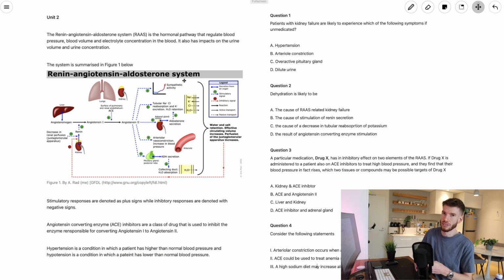So it's written in a way as if the previous unit didn't actually happen. These are all just designed to be kind of randomized. Any one could pop up in a test. The system is summarized in figure 1 below, blah, blah, blah.